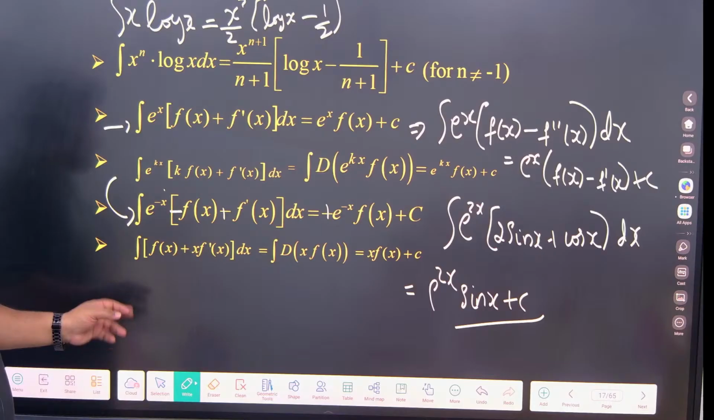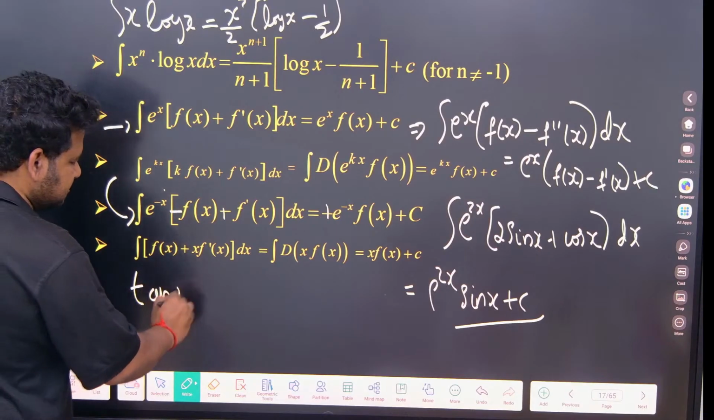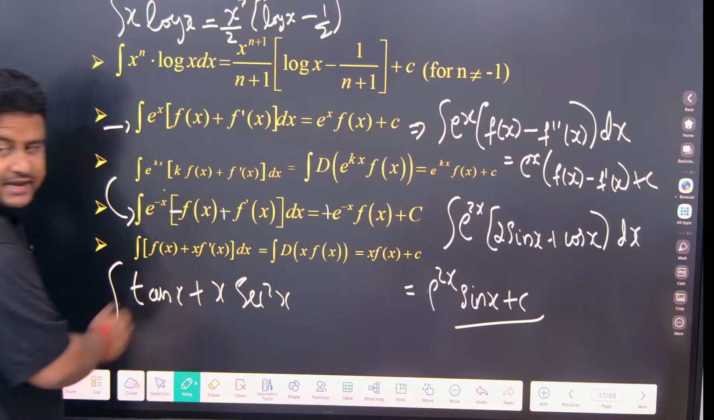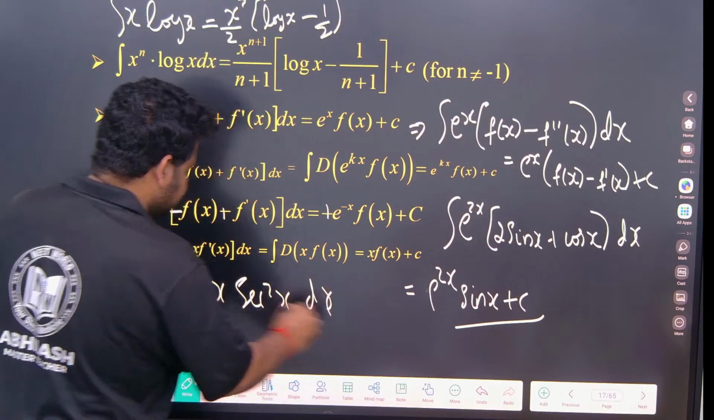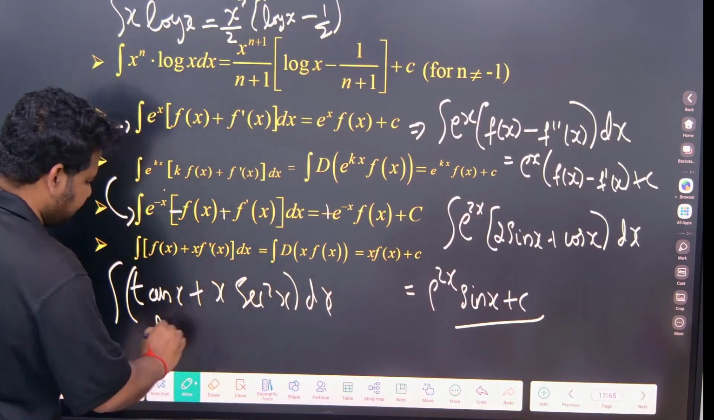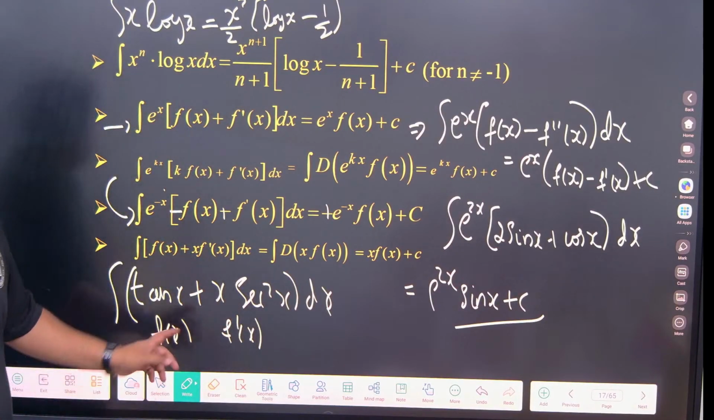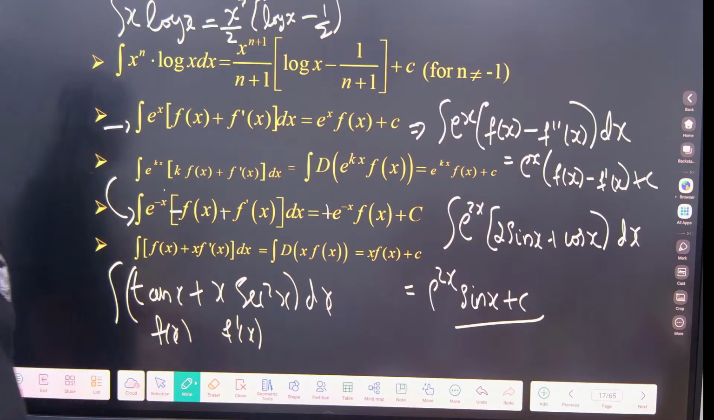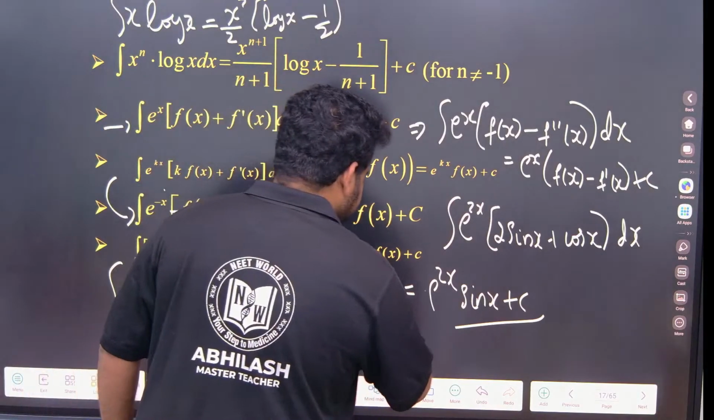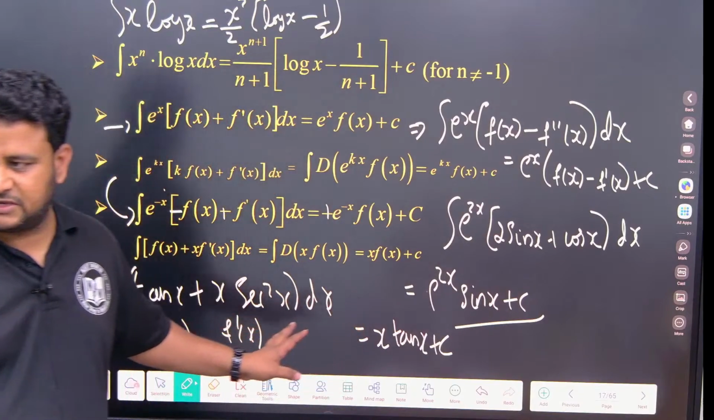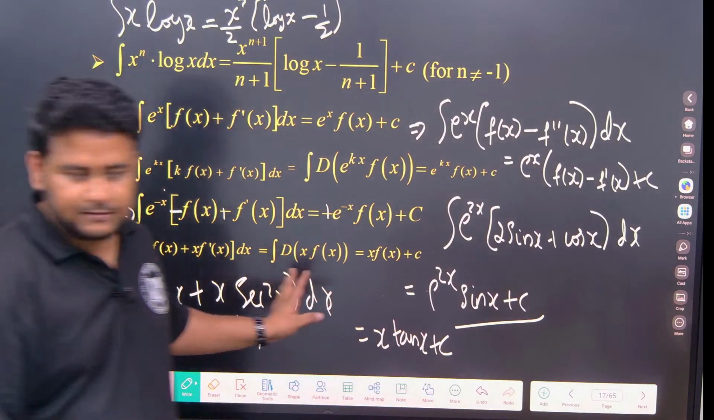Next, the formula is f of x plus x into f dash of x. Suppose I write tan x plus x secant square x, the integral of tan x plus x secant square x dx. So here this is f of x, this is f dash of x. So the answer is x f of x plus c, that is x tan x plus c. Clear? Got it, everyone?